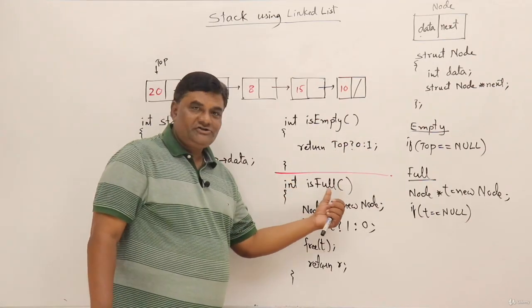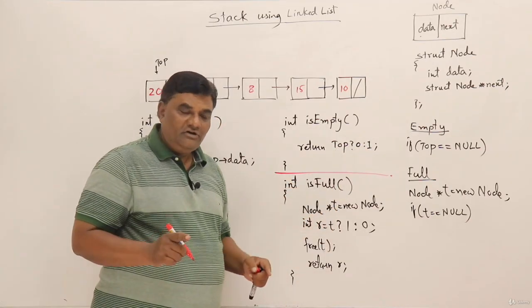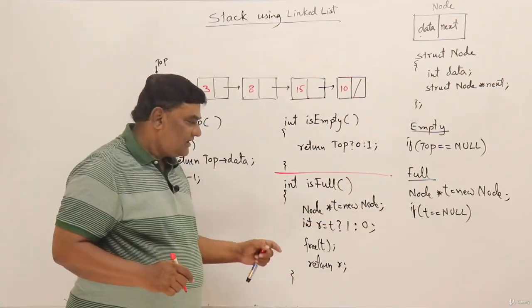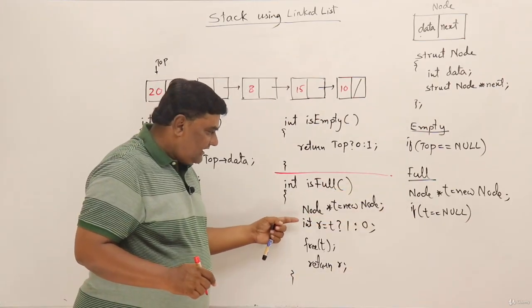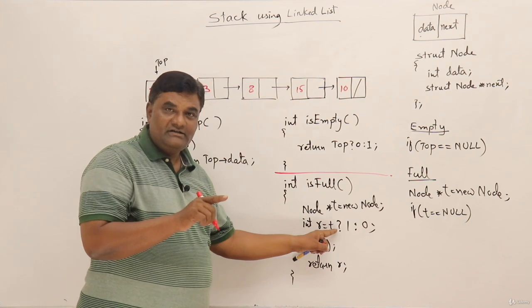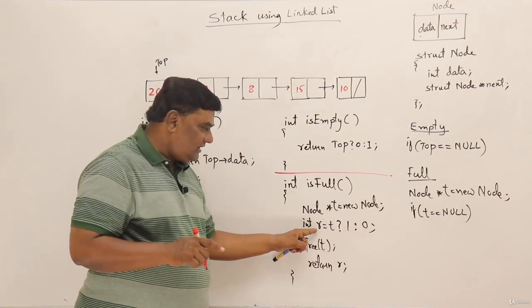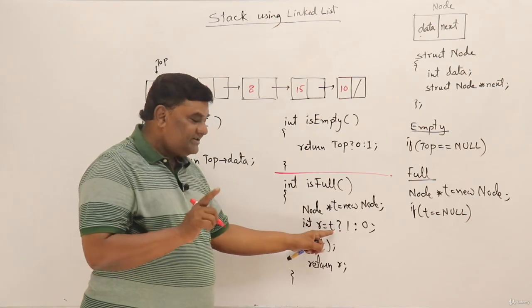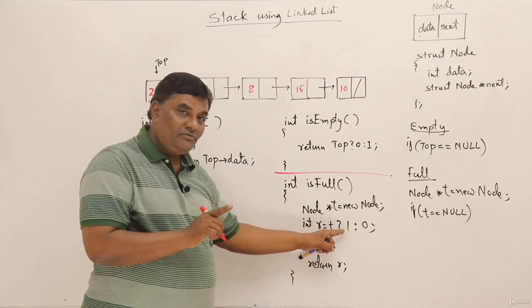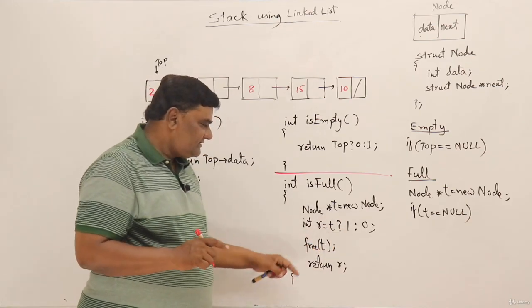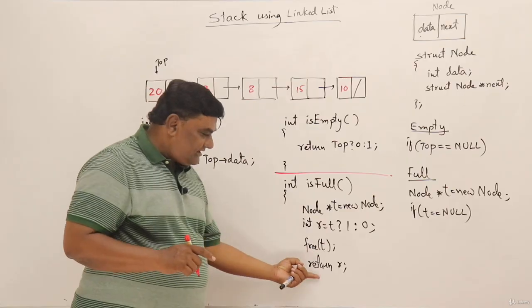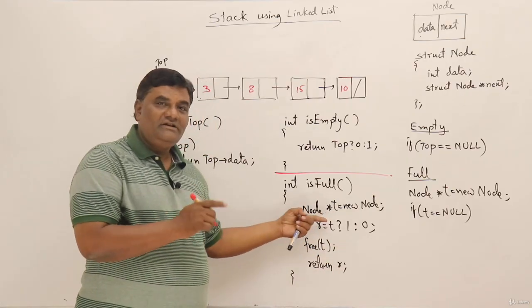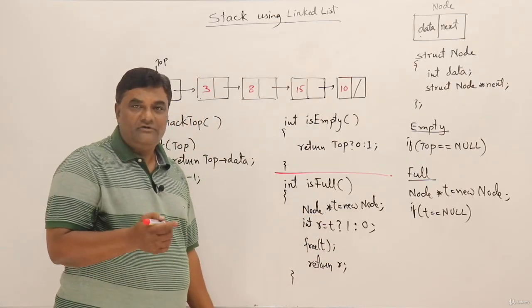Then the isFull function. For checking whether it is full or not, create a node and check. So create a node and check if that t is not null. If it is not null, assign 1 to r. Otherwise, assign 0 to r. 1 means true, 0 means false. Means if it is not null, assign true. Otherwise, assign false. And after that, delete the node and return r. So whatever value was stored in r, that will be returned, true or false.